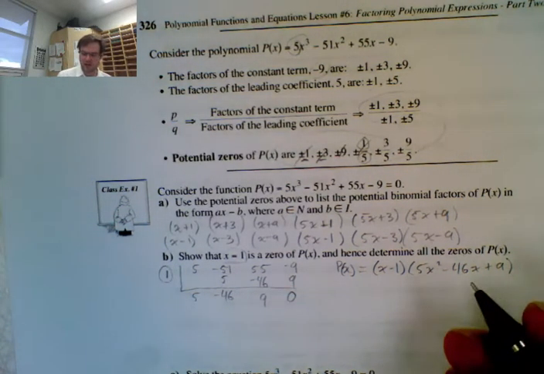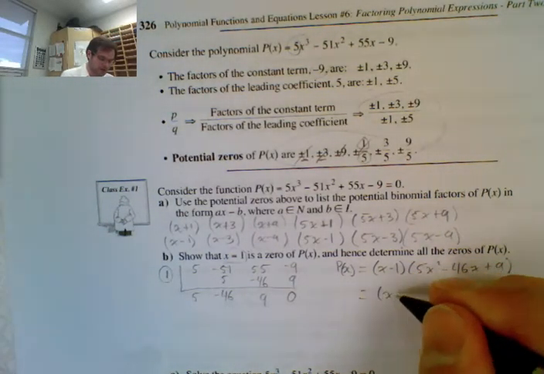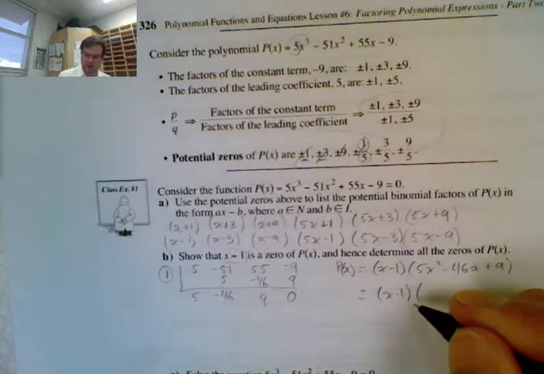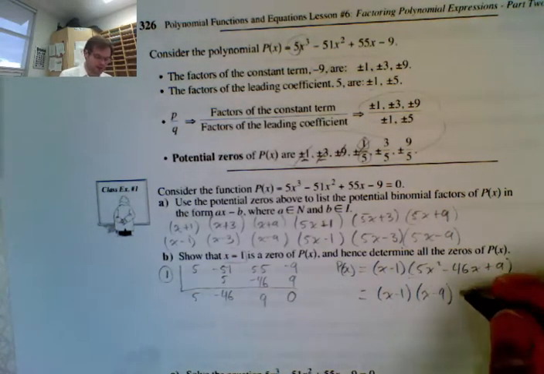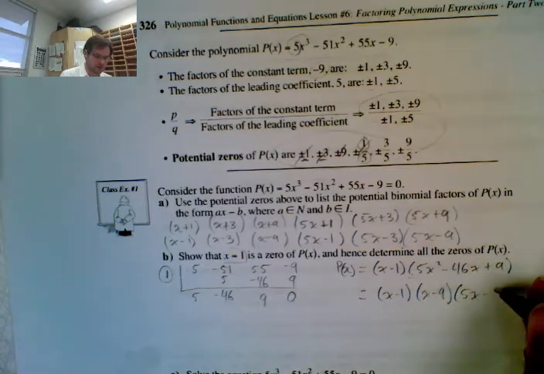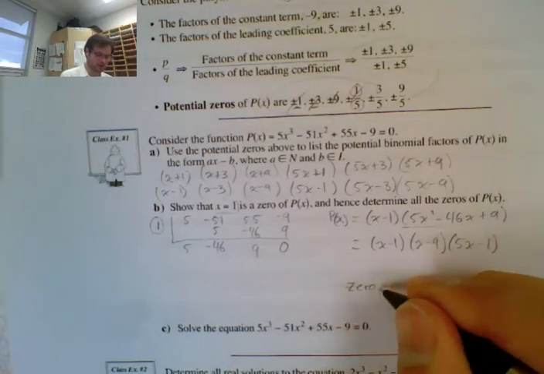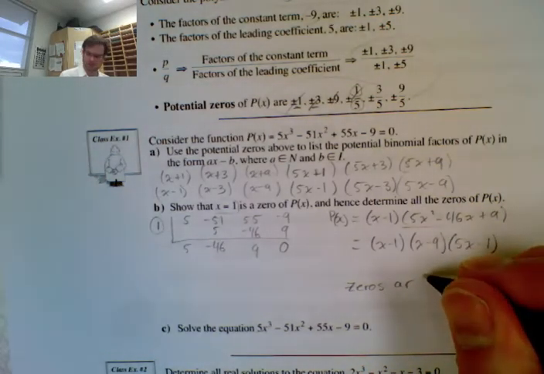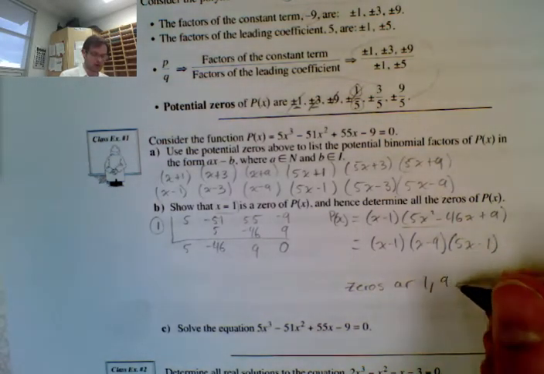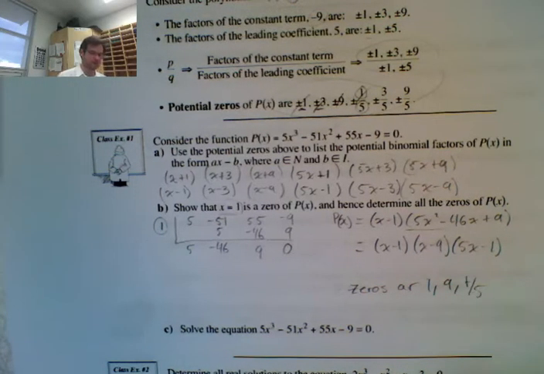And if I factor that, we could use box method, whichever way you want. We're going to end up getting x minus 1 multiplied by x minus 9 and 5x minus 1. Okay? So we can use box method or whichever way. So my zeros are going to be 1, 9, and 1 over 5. Okay?